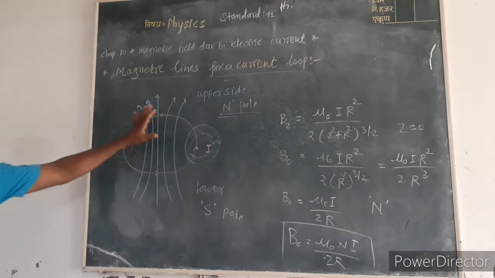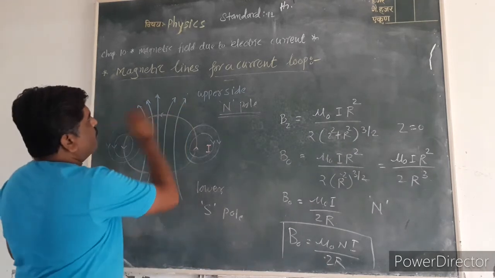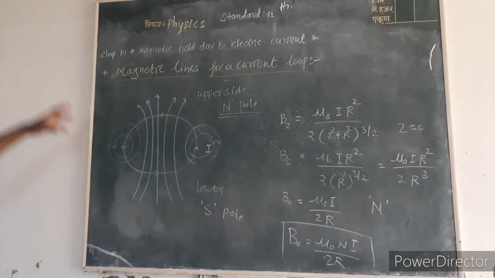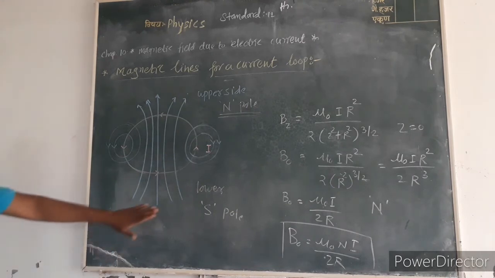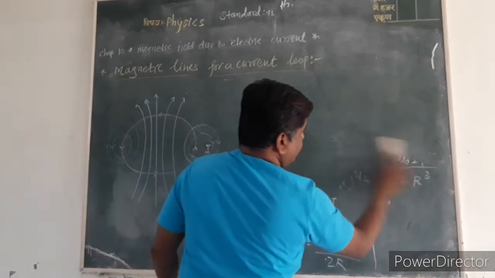Also, this circular loop carrying current I acts as a magnetic dipole, because the upper side acts as an N pole and the lower side acts as an S pole. Hence, this type of coil acts as a magnetic dipole.